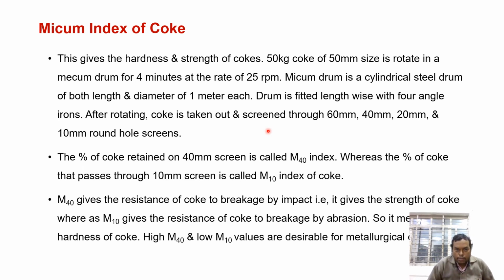The percentage of coke retained on 40 mm screen is called M40 index. Remember students, M40 index means Micum 40 index. Whereas the percentage of coke that passed through 10 mm screen is called M10 index of coke. M10 means Micum 10 index of coke.